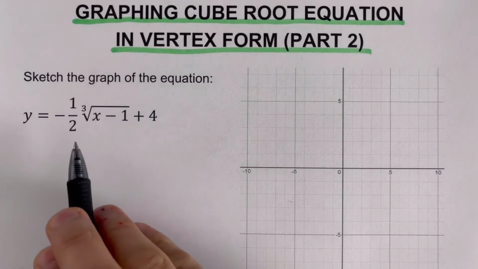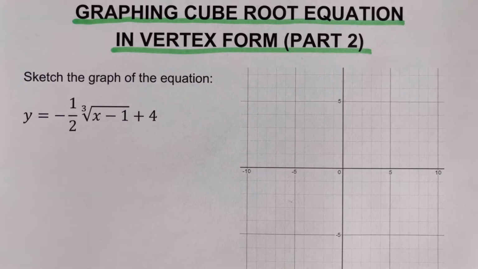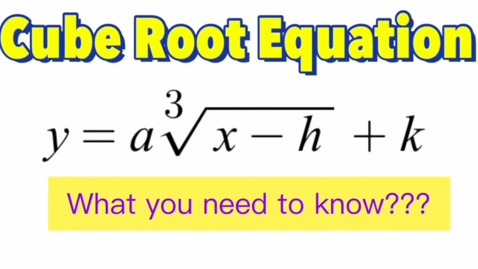Before we work on this example, let's review the basics of a cube root equation in vertex form. We remember that the graphing form, or the vertex form, of a cube root equation is y equals a cube root of x minus h plus k. Now let's investigate the effects of a, h, and k on the graph.